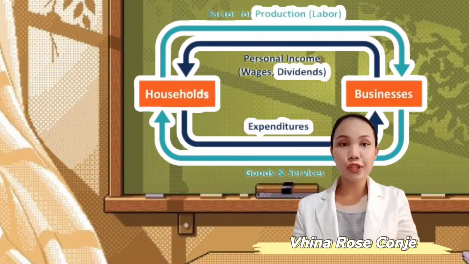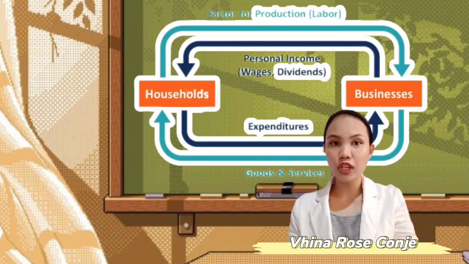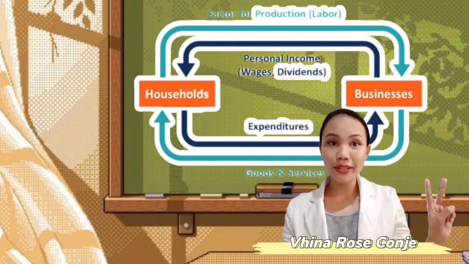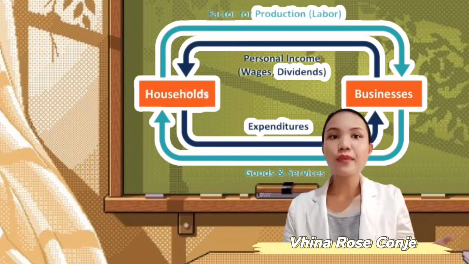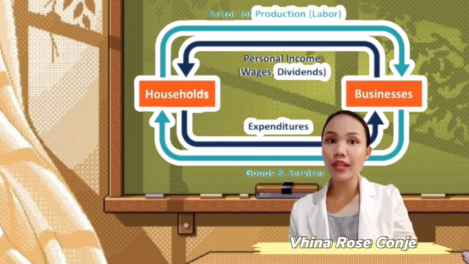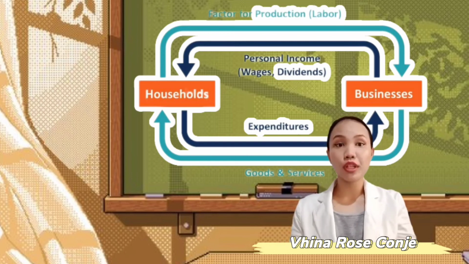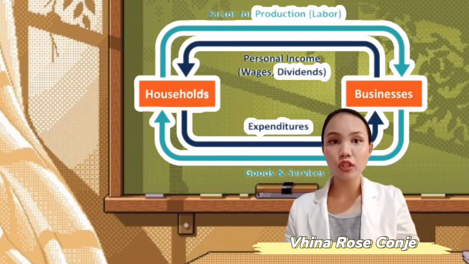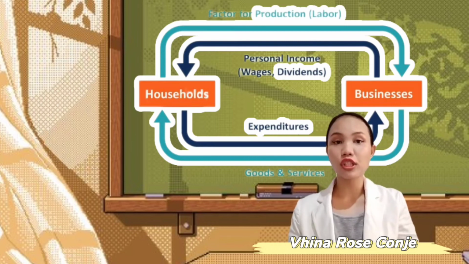The basic circular flow diagram. This diagram shows the interaction between the two economic decision makers, the households and the businesses. From the households, the businesses will get their workers, the factor of production known as labor. And then the businesses will pay the workers from the household, which will be known as their personal income: wages, dividends, or mostly known as their salary.